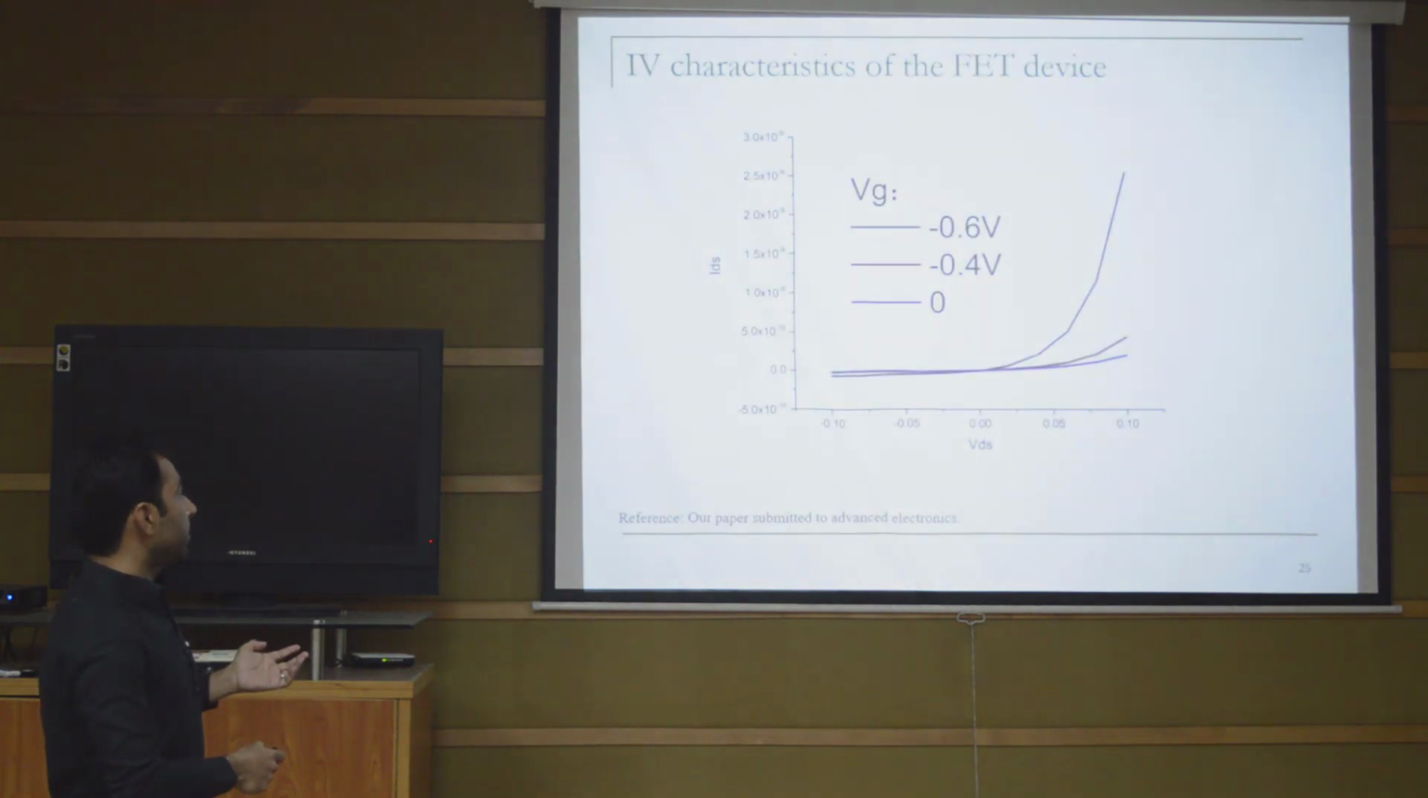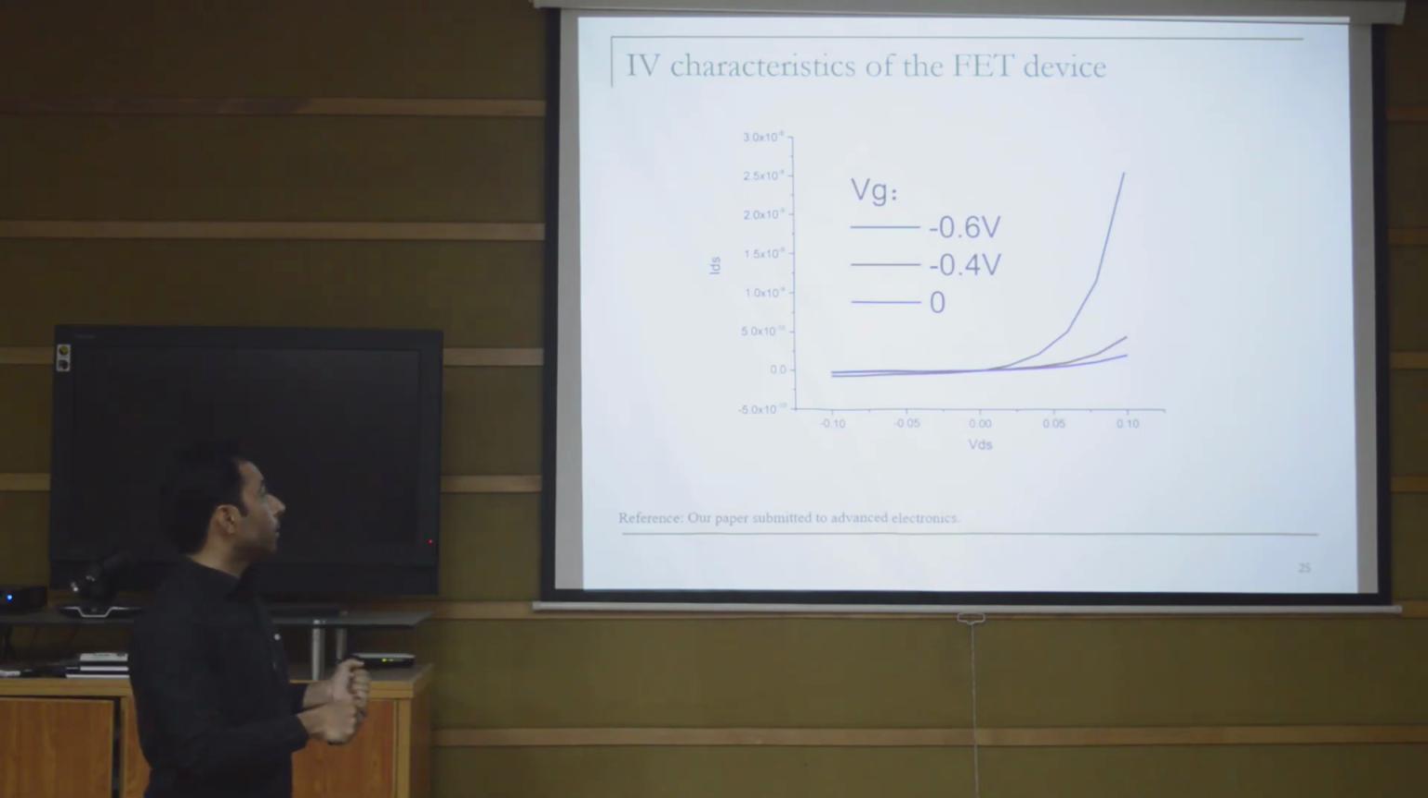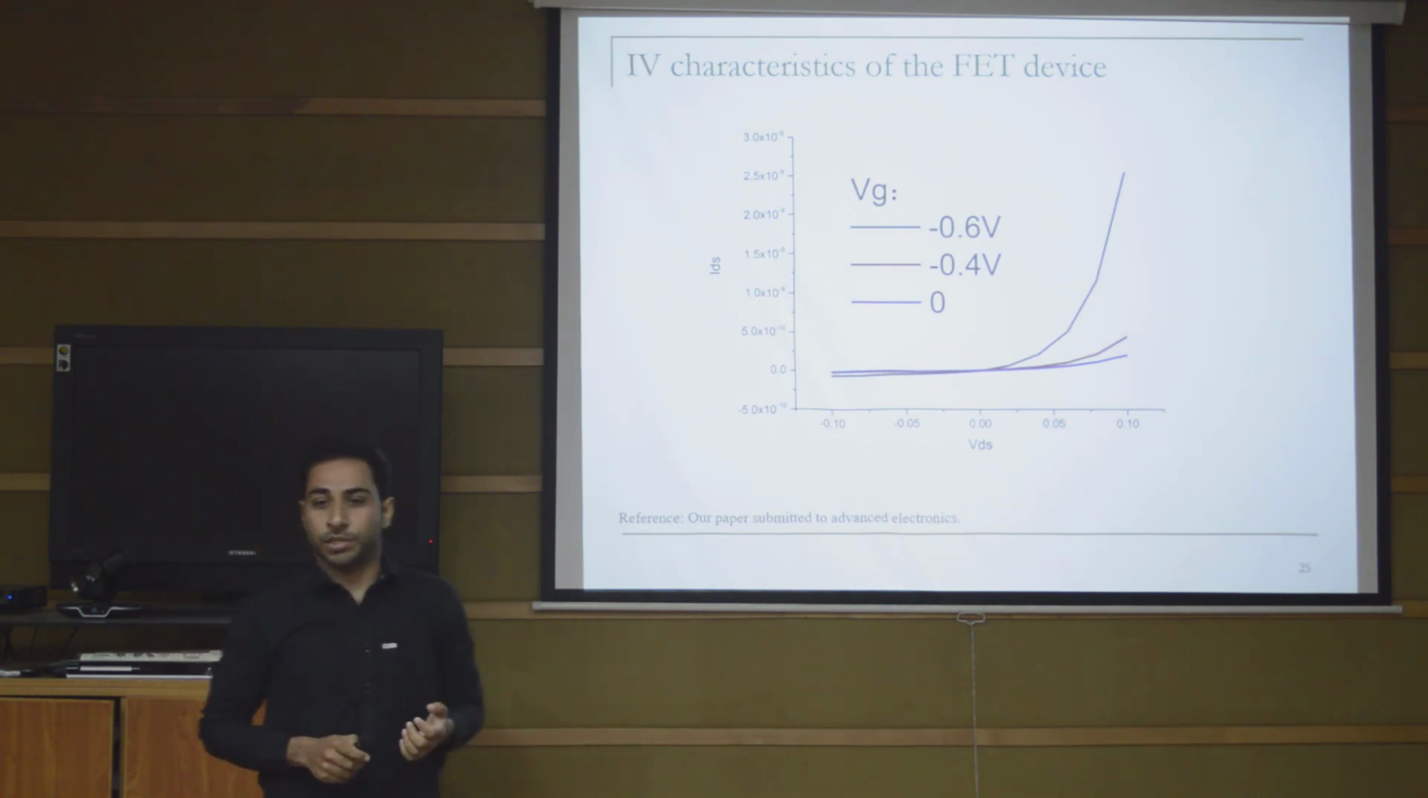And for the characterization of this device, you just have to measure these 2 things, because the FET characteristics are that if you change the gate voltage, then the drain to source current will be controlled by changing this voltage. So if you look here, if we change the gate voltage, then we get different current voltage characteristics.